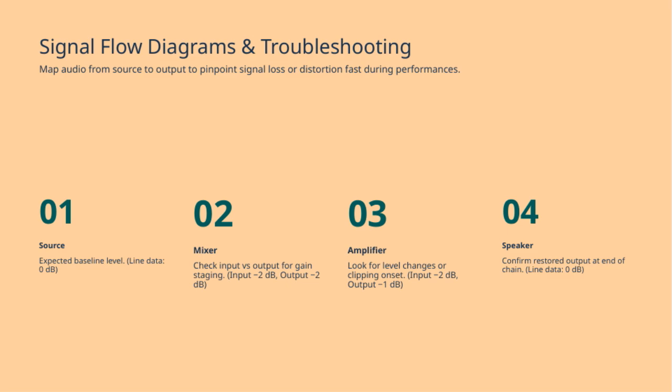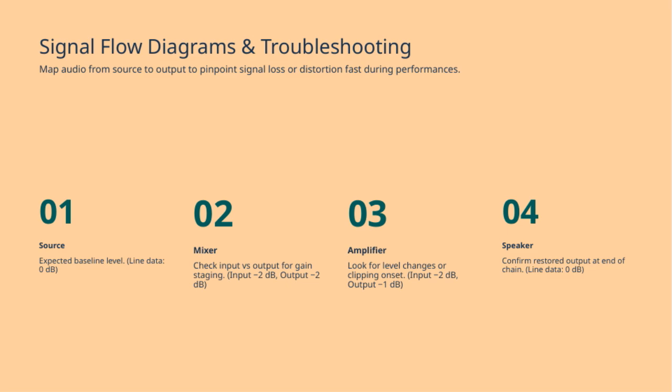Finally, at the end of the chain, there's the confirm restored output, which should be checked to ensure it's at the expected level, like 0 dB in this case. Confirming this helps us verify that the signal has been properly restored after processing.